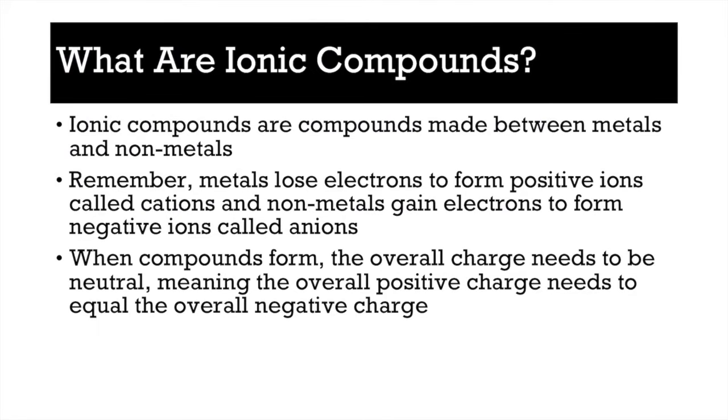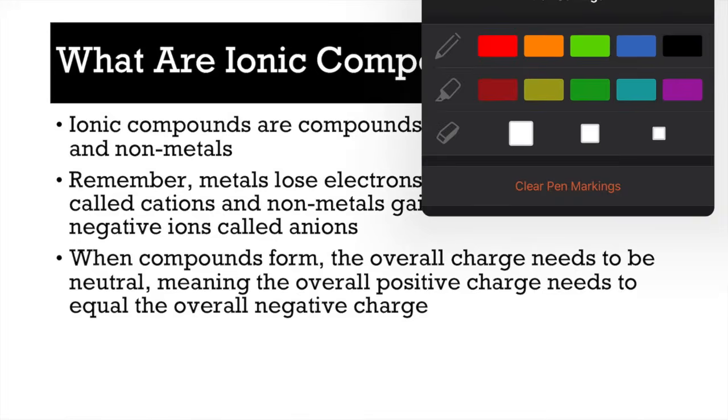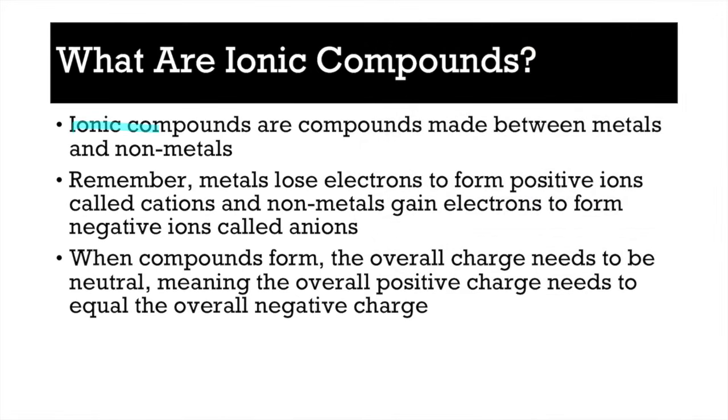So a few reminders and kind of important facts. Ionic compounds are made between a metal and a nonmetal. So later on, we'll talk about what happens when a metal and a metal bond together and when a nonmetal and a nonmetal bond together. Those exist. Those are different types of bonds. We'll get there eventually. But ionic is a metal and a nonmetal.